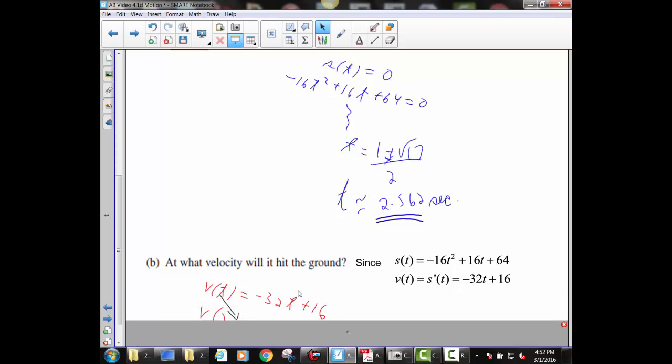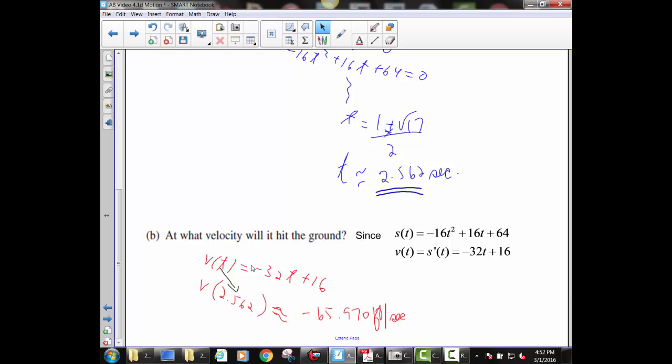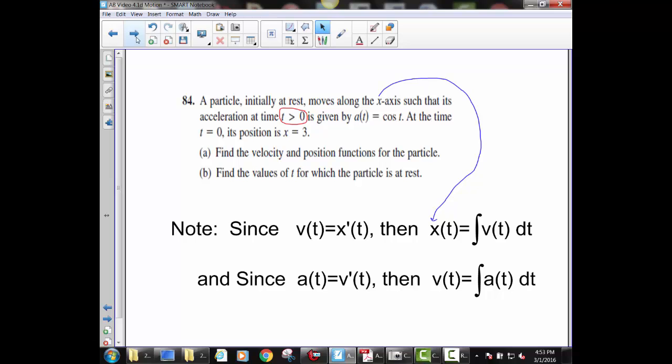So there's our velocity function. And we know that it hits the ground after 2.562 seconds, so you simply replace the t by 2.562 seconds, and you will get that it hits the ground with a velocity of negative 65.970 feet per second.